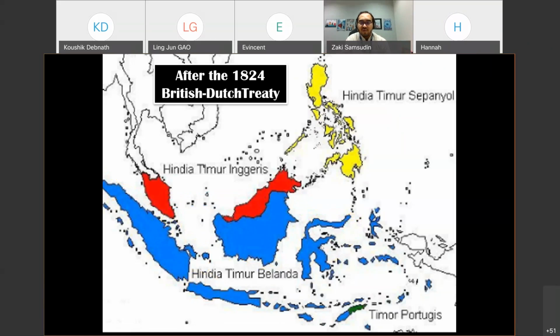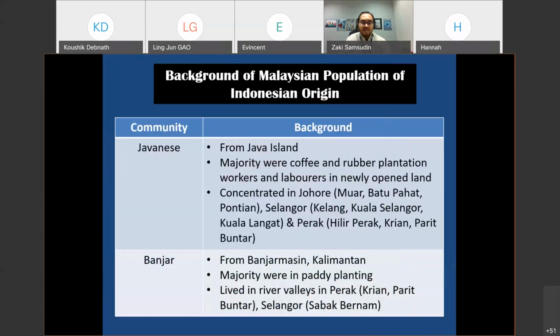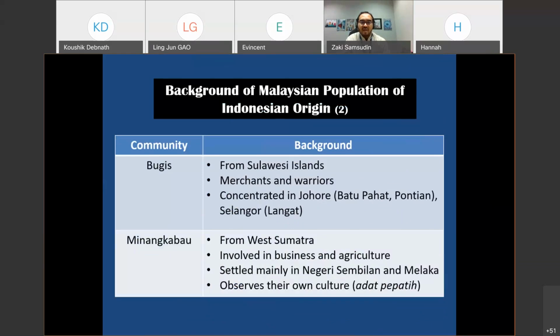I'm sure all of you also, especially those of you who are from China or from the Indian subcontinent, even from the Middle East, you can trace your ancestry also from various branches, various areas in the region. Right, so I think we are similar in that particular way. The Minangkabau is West Sumatra.